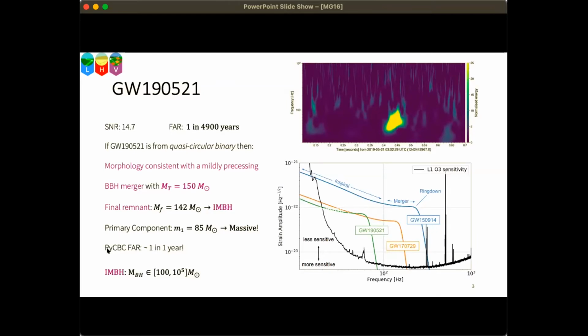But another search pipeline, namely PyCBC, which also looks for intermediate mass black holes within the gravitational wave window, almost failed to detect this signal. And this is because of the low false alarm rate that you can see out here. And this was primarily because the detector frame parameters of the signal were close to the edge of the search space of this algorithm. So in this talk, I will tell you how we solve this problem.